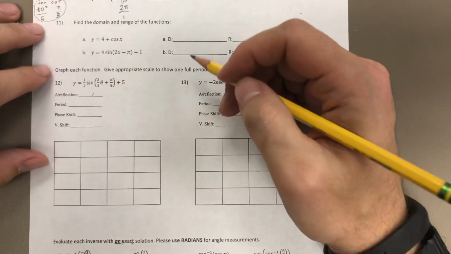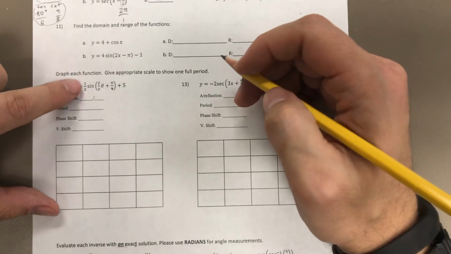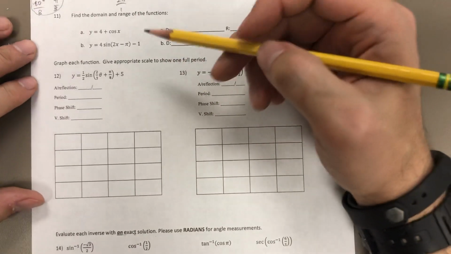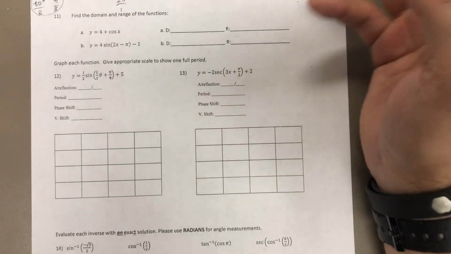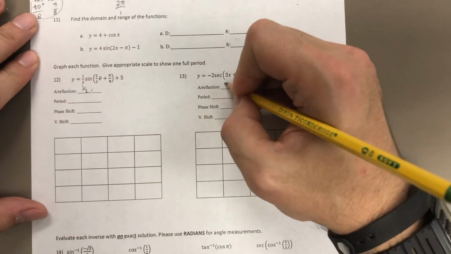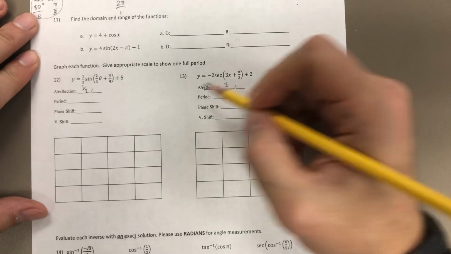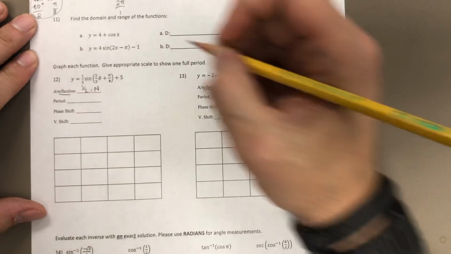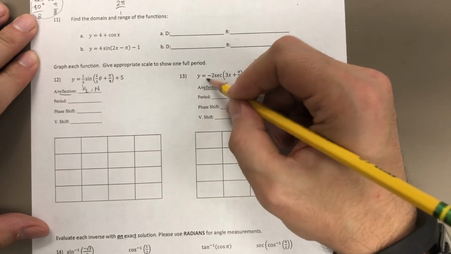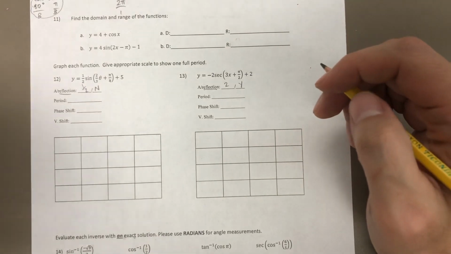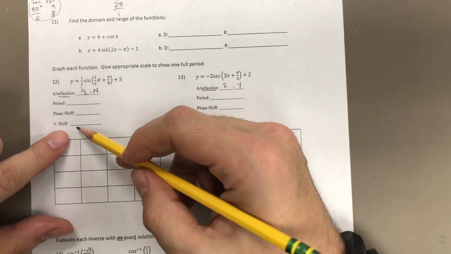I already know the amplitude because I just did amplitude back on number 10. Amplitude is the number that's multiplying in front of your sine, cosine, secant, or cosecant. In this case, it's just a half. In this case, it's 2. The reflection part just means, do you have a negative on your amplitude? In this case, I don't, so I just write n for no. In this case, I do have a negative, so yes, I do have a reflection on that secant function.